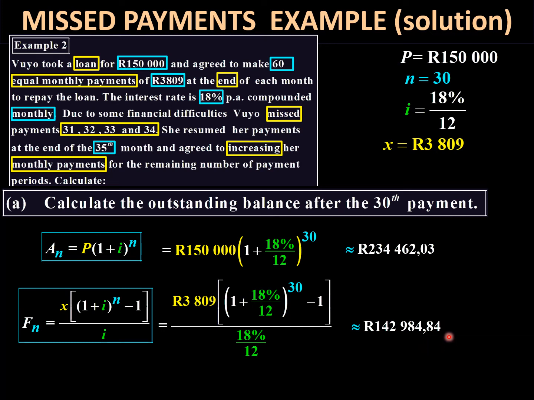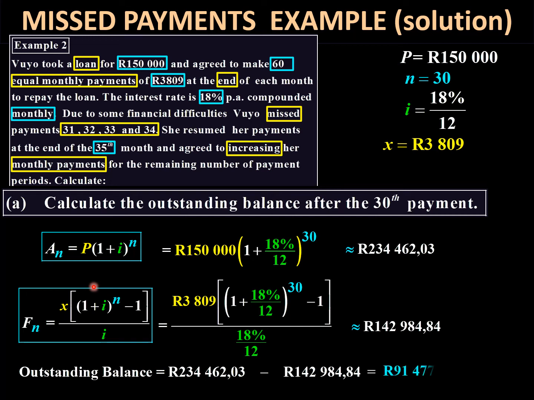142,984.84. Then to get the outstanding balance, what do we have to do? That's correct. We subtract the 2 amounts. And if I subtract that, the outstanding balance is now 91,477 Rand and 19 cents. That's the outstanding balance after the 30th payment, right? So that's the first stage of our problem.